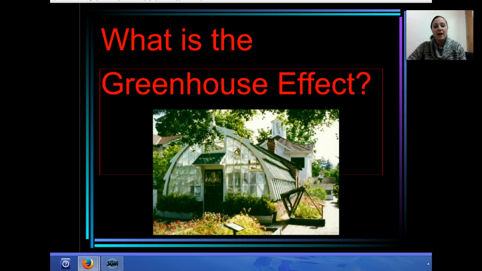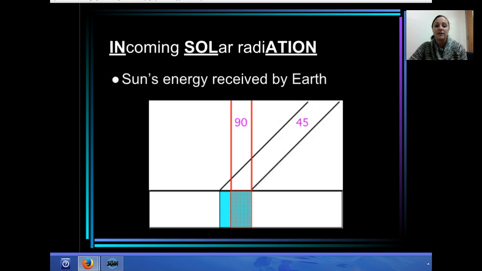Now, all of the other factors that affect climate, latitude, elevation, mountains, those are geographical and geological factors that humans don't really influence at all. It's just the nature of our Earth and the design of our Earth that creates the climate the way it is. However, the greenhouse effect is actually something that humans can impact. So let's talk a little about what is the greenhouse effect.